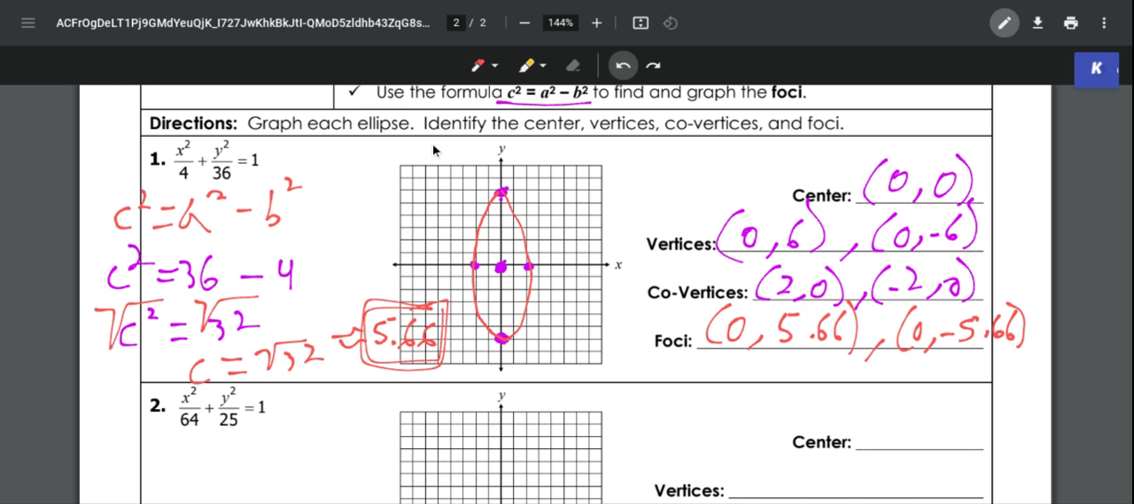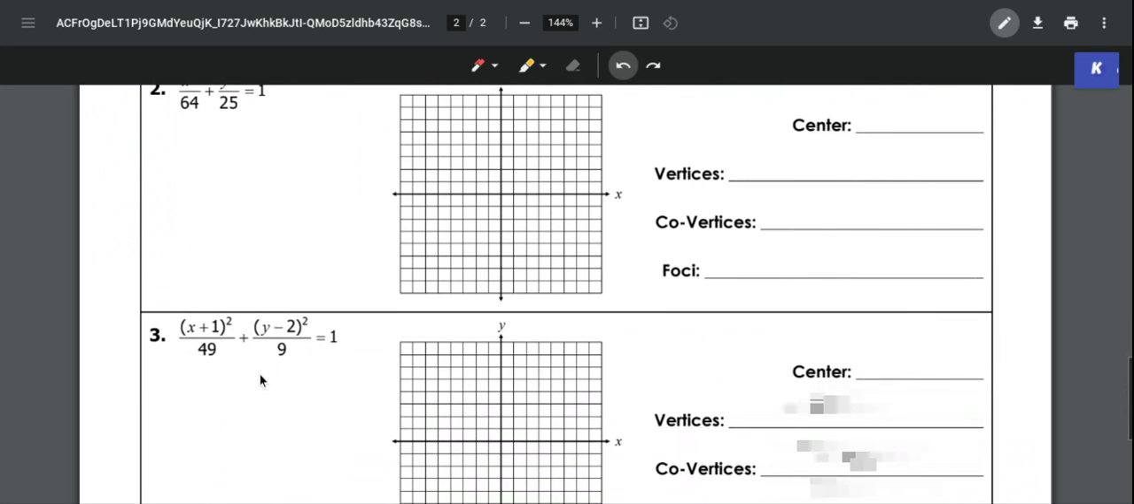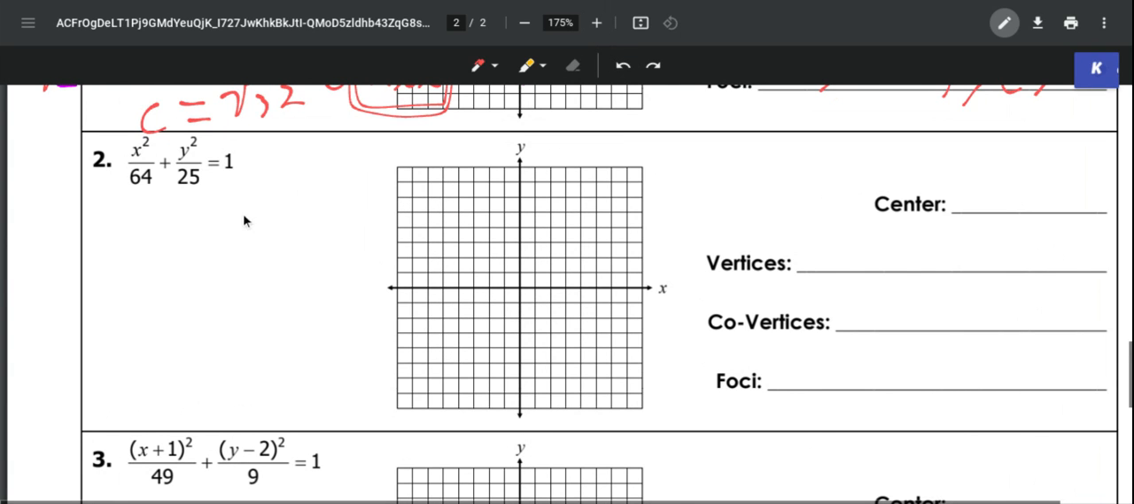All right, so I'm going to do another one, but I'm going to do this one a little bit quicker, and then I'll slow down for 3, and then I'll do 4 a little bit quicker. All right, so when we look at number 2, we need to first graph our center, and our numerators on each of our fractions are just x squared and y squared, so we know our center is 0, 0. So that's going to be right here.